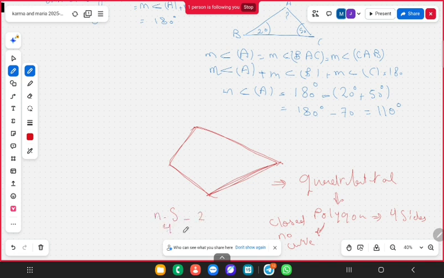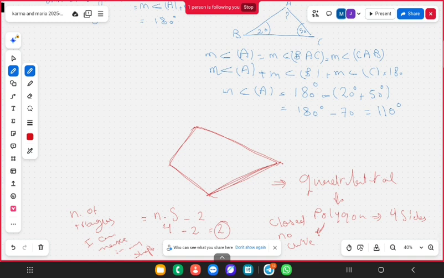Now I have 4 sides. Minus 2, it means 2. This is the number of triangles I can make in my shape. All the time, the number of sides minus 2. So it's 4 minus 2, which means 2, right? How will it be useful for me?